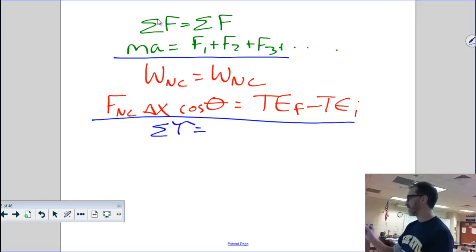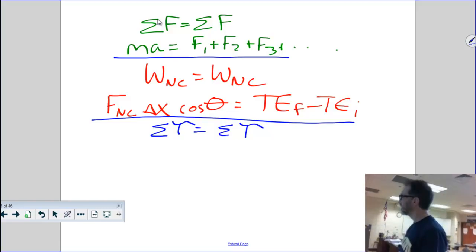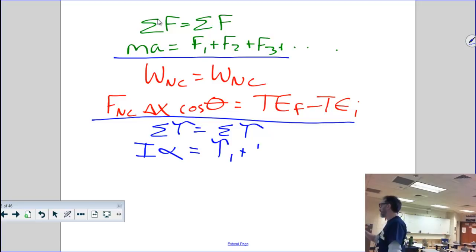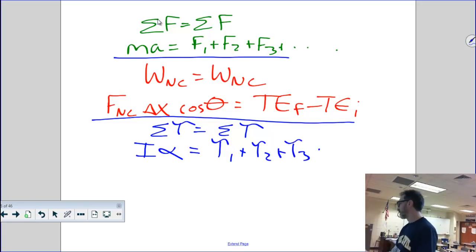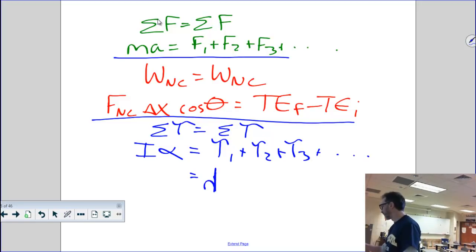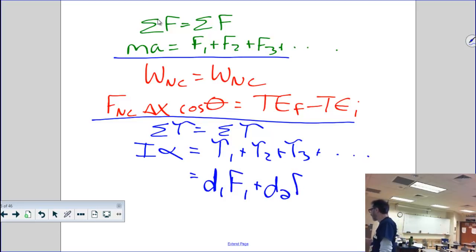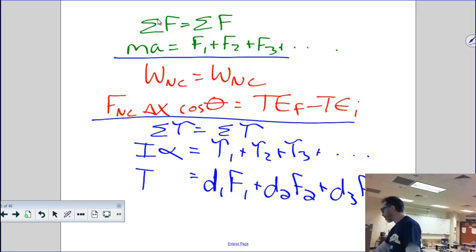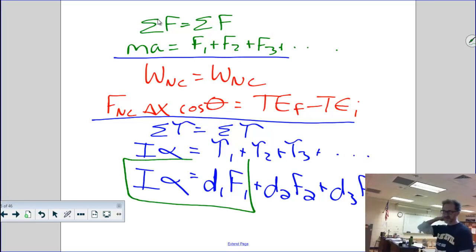So net torque is I alpha. And then assuming you've only got, well, this is torque 1 plus torque 2 plus torque 3, etc., right? But each of these torques could be seen as the length of your lever arm times your force. Lever arm times force. And most of the problems we're going to solve are just going to have one force producing one torque. So really, that's going to be the deal right there. Okay?